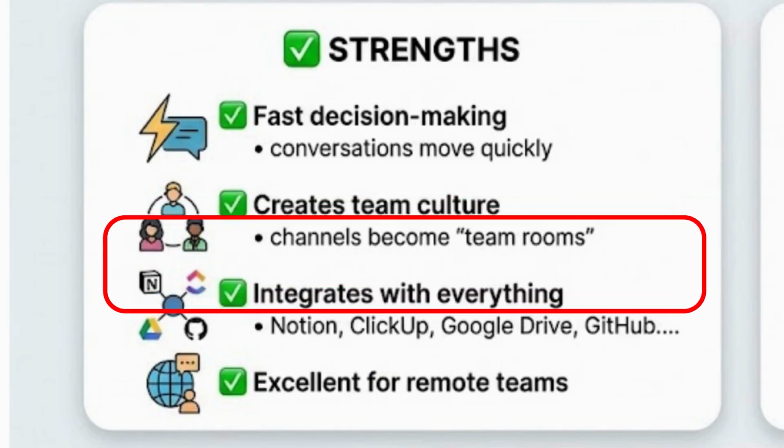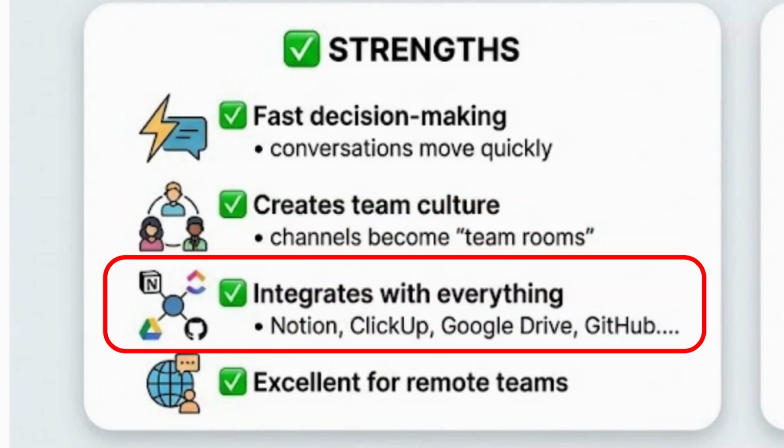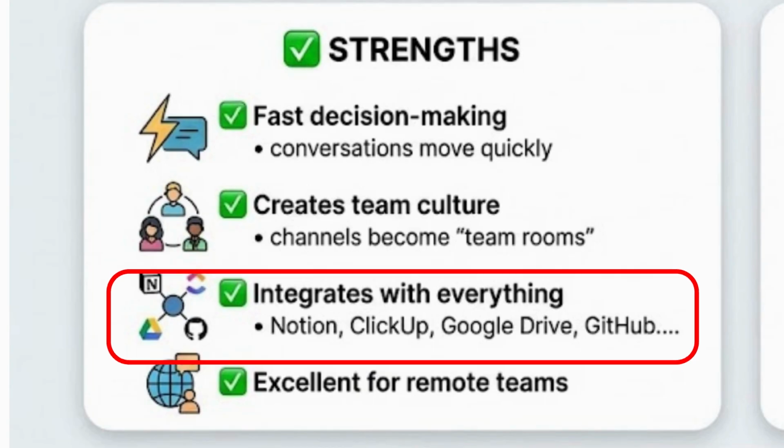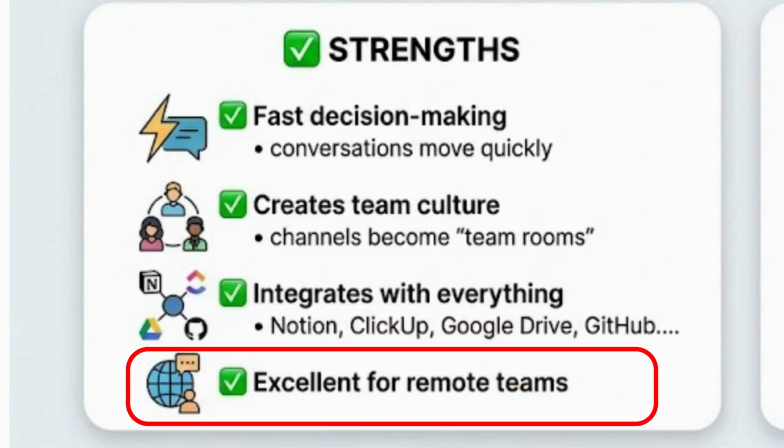Third biggest strength is integrations. Slack integrates with almost everything. So instead of checking 10 apps, Slack becomes a place where updates come to you automatically. And that's why Slack is insanely powerful for remote teams and teams that move quickly.